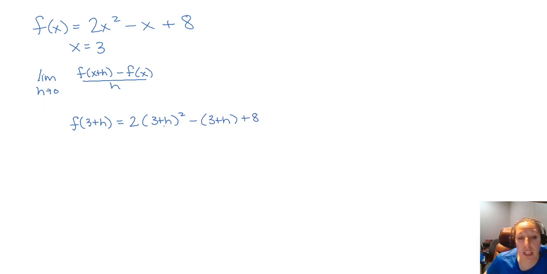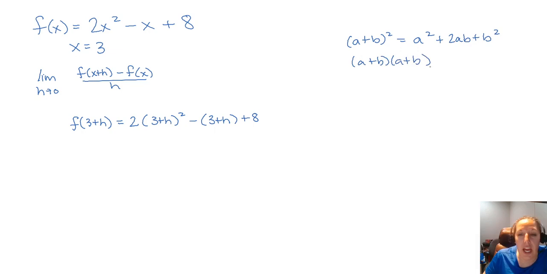And we need to expand this. Now, if you're not familiar with the binomial expansion, if we have a plus b squared, that is always going to expand to a squared plus 2ab plus b squared. You can write it as a plus b times a plus b and multiply it out that way, or you can memorize that formula and it saves you a little bit of a step. Alright, so if we expand that, we still need to multiply all this by 2 when we get done, because the order of operations says we have to do that exponent first.